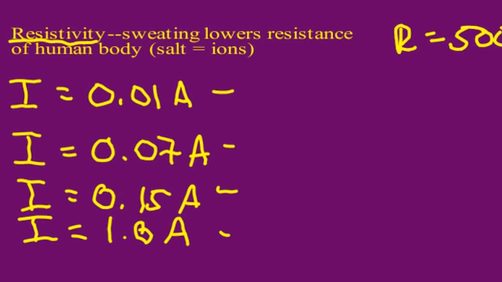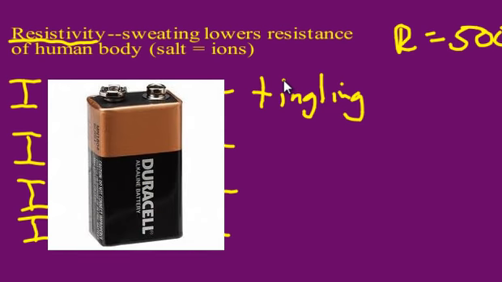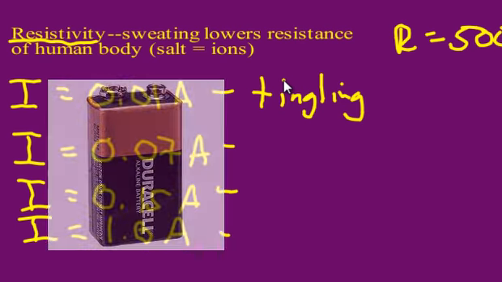0.01 amps, which is 10 milliamps, is going to produce a tingling in your body. Nothing dangerous, just a tingling sensation. Like if some people have taken a 9-volt battery, that rectangular looking battery, and touch their tongue to both ends, you're going to feel the tingling in your tongue. That's on the order of 10 milliamps.